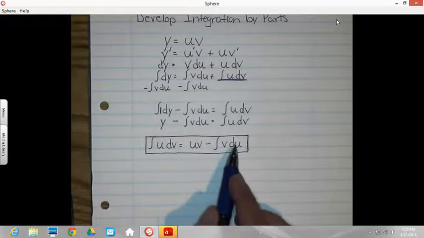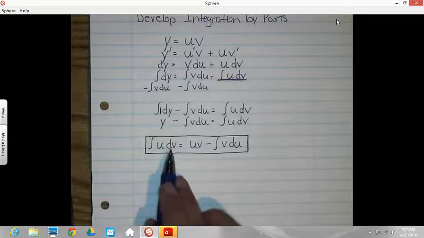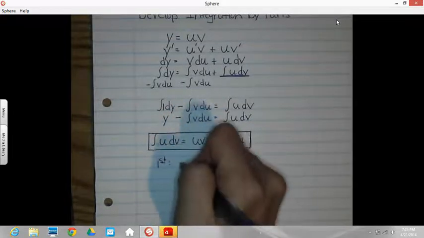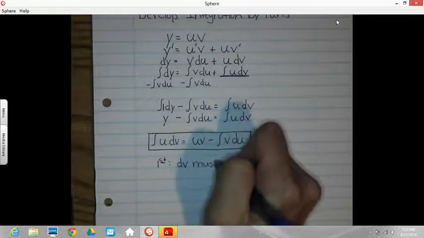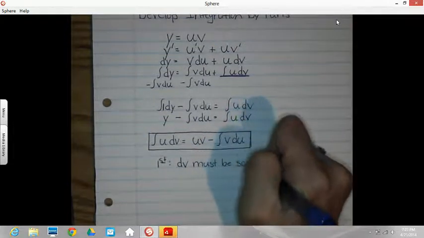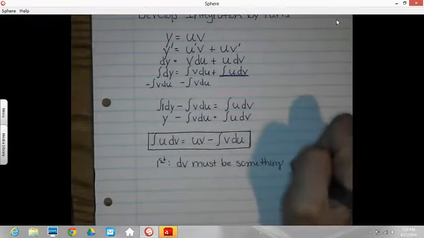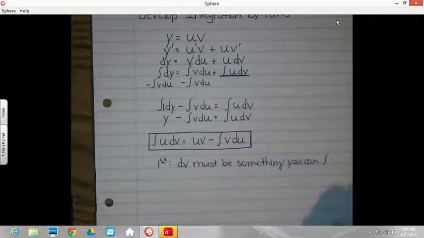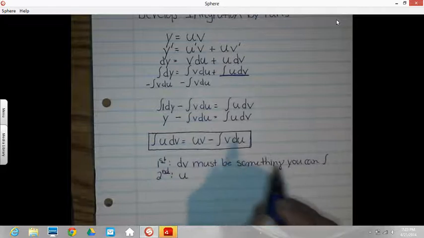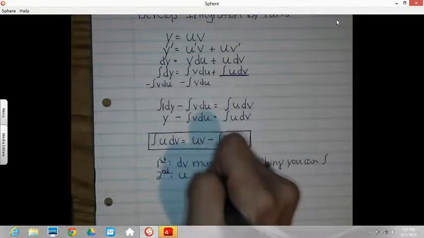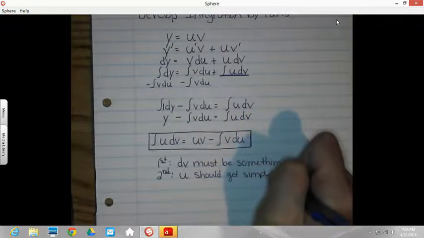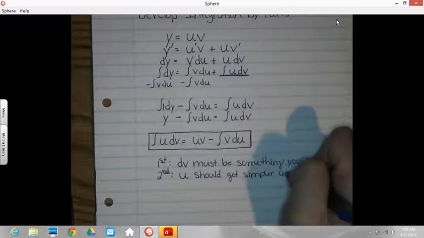So in selecting the u and the dv, there's two things to remember. The first thing that's important, whatever you pick to be dv, dv must be integrable. You must know how to find the antiderivative of it. So it must be something you can integrate. And the second thing to keep in mind to help you out is the u should be something that gets simpler as you take the derivative. So u should get simpler as you take the derivative.